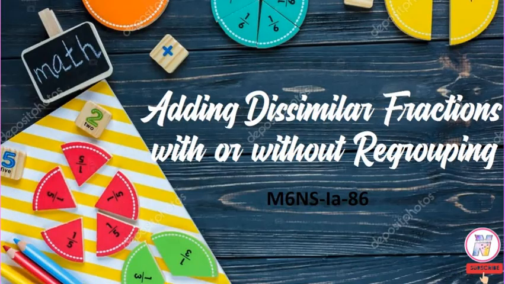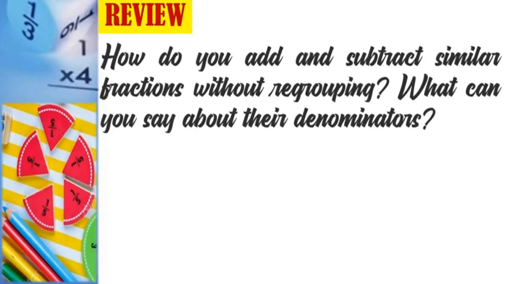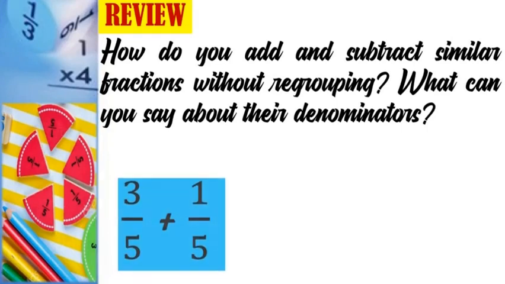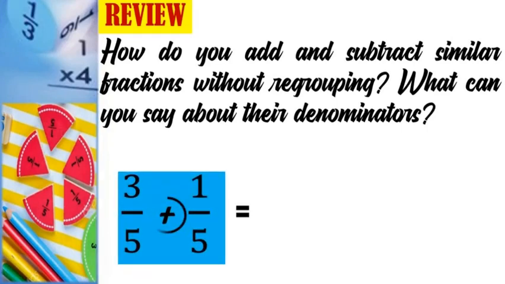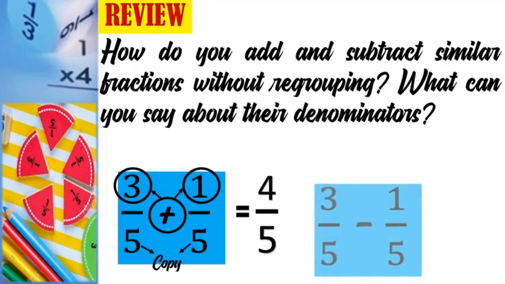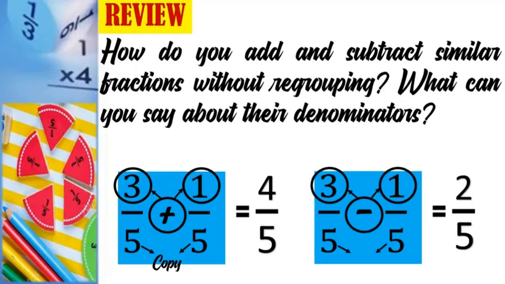Today, let's learn about adding dissimilar fractions with or without regrouping. Let us review first how to add and subtract similar fractions without regrouping, and what you can say about their denominators. In this example, 3/5 plus 1/5, since they have the same denominators, we simply add the numerators 3 and 1, it becomes 4. Just copy the denominator 5. Same process with the subtraction, 3/5 minus 1/5. Because they have the same denominator, just subtract 3 and 1, it becomes 2, and just copy the denominator 5.